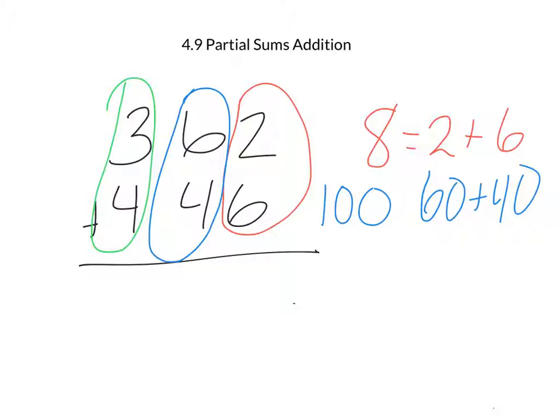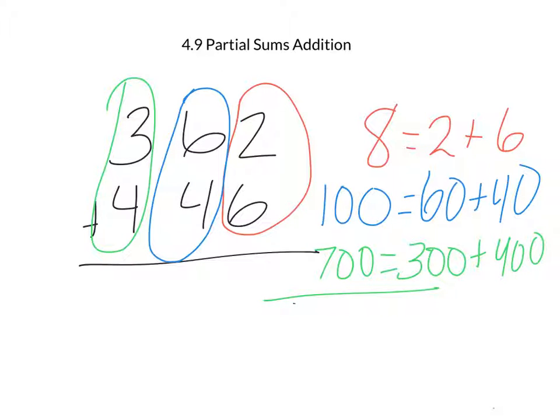We then look at the hundreds place. Remember, it is not 3 plus 4. That would mean we are in our ones place. We're in our hundreds place, so it's 300 plus 400. And when we do that, we get 700. So now we have the partial sums of 700 plus 100 plus 8. When we add those, we get 808.